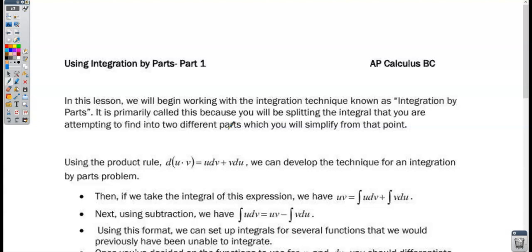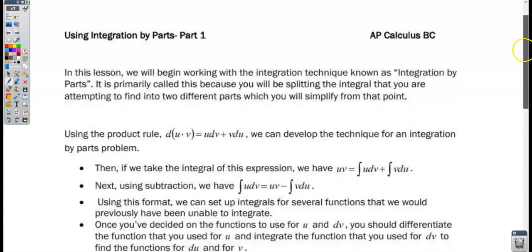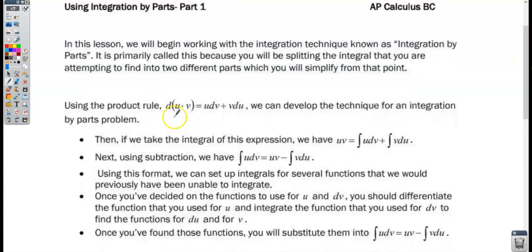Okay, so where does the pattern for integration by parts come from? Basically, it's important that you understand that this comes from the product rule. When we take the derivative of u times v, the result is equal to u dv plus v du. Now, if we integrate this expression, the integral of the derivative of u times v gives me just u times v, and when I integrate the right-hand side, I can split it up into each of these individual integrals, the integral of u dv plus the integral of v du.